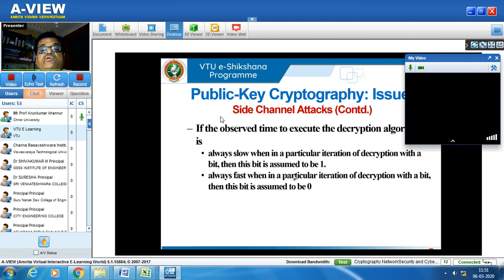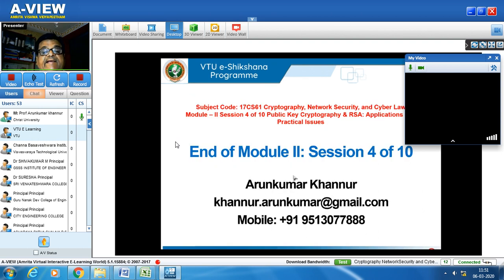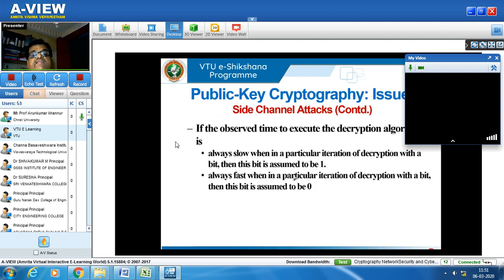If the observed time to execute decryption algorithm is always slow, when in a particular iteration of a decryption on a particular bit, which is assuming 1, then there will be slow process taking place. And if it is 0, then processing will be fast. These observations are being done. So these are the different type of things. These are the aspects we wanted to discuss today.